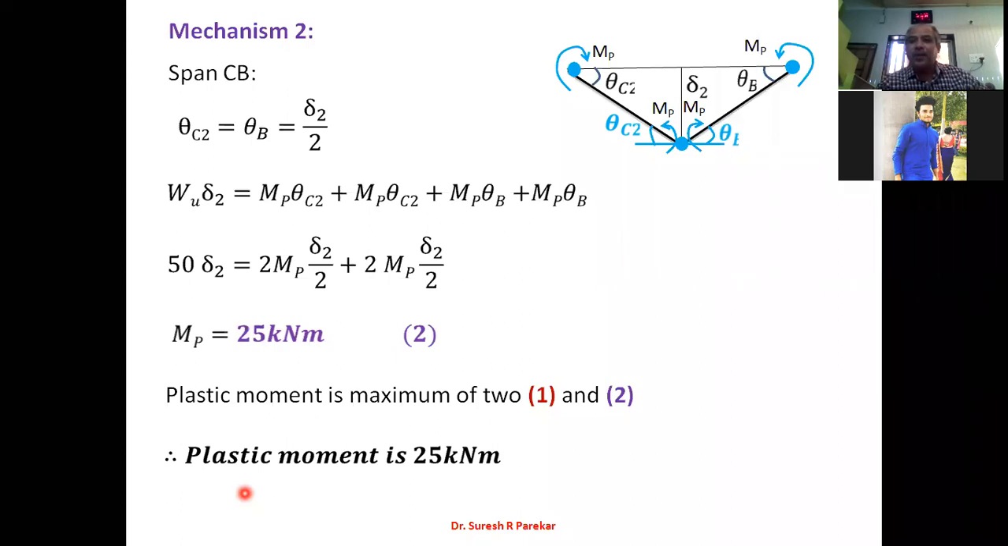So in most of the problems you have seen the value in the first mechanism is greater than the second. It does not mean that the first mechanism always gives the maximum value. In this problem you can see my second mechanism gives me the maximum value. So out of these two mechanisms, whatever maximum we have, or if you have three mechanisms, that also we have seen, out of these three mechanisms, whatever maximum I got, that value will be my plastic moment.